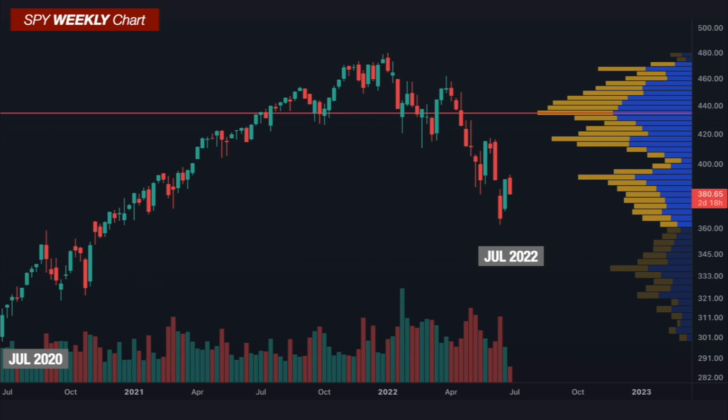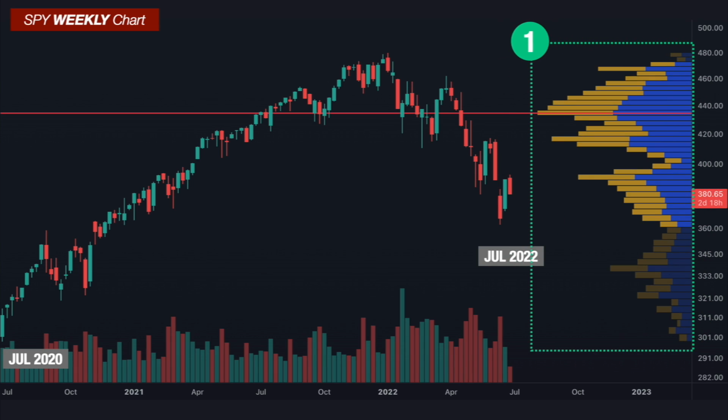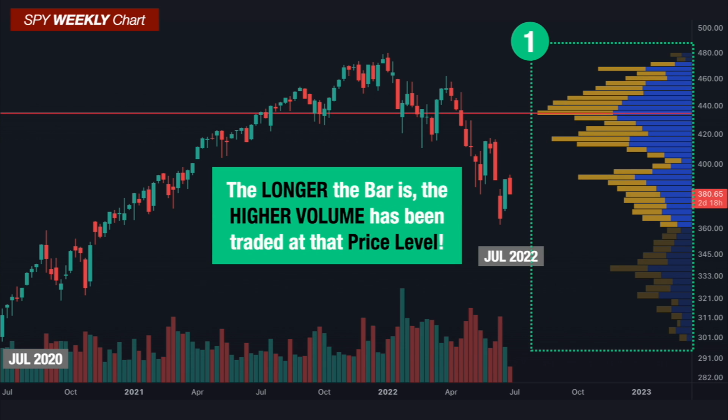Alright, this is how the volume profile indicator works. Basically, it tells us 3 pieces of super valuable information. First, the length of each bar tells us how much volume has been traded at that particular price level within the time period of your chart. The longer the bar is, that indicates the higher volume was traded around that price.